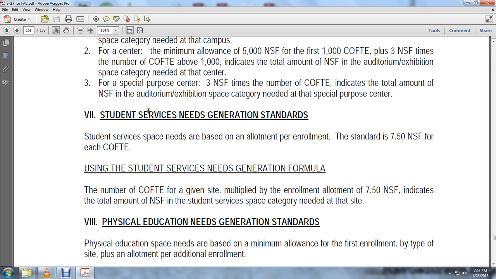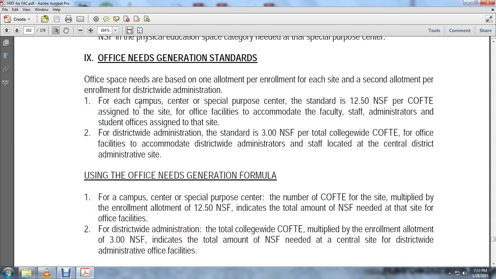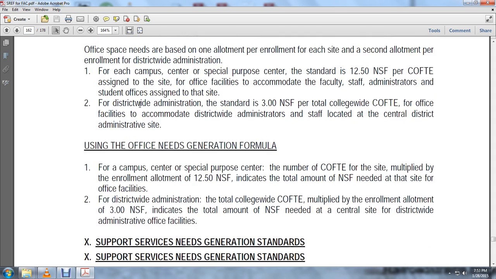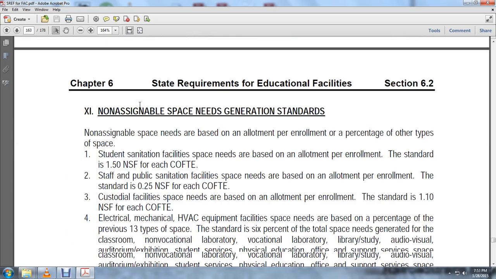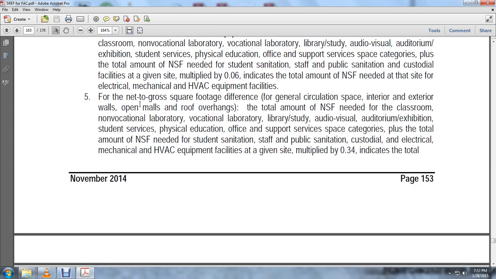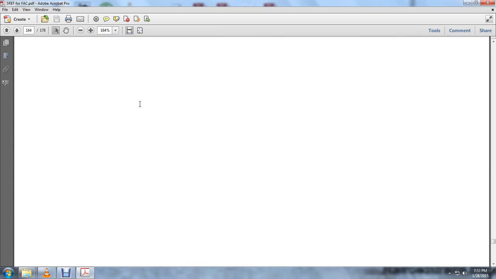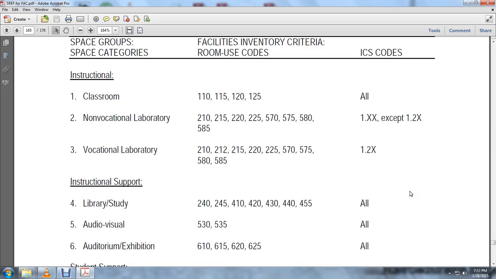Using the student services needs generation formula, the COFTE is given and multiplied by the 7.5 NSF allotment, which indicates the total amount of NSF in the student services space category. Office needs generation standards. Service needs generation standards. Non-assignable needs generation standards. And that is the rest of the book by space categories of Florida colleges.